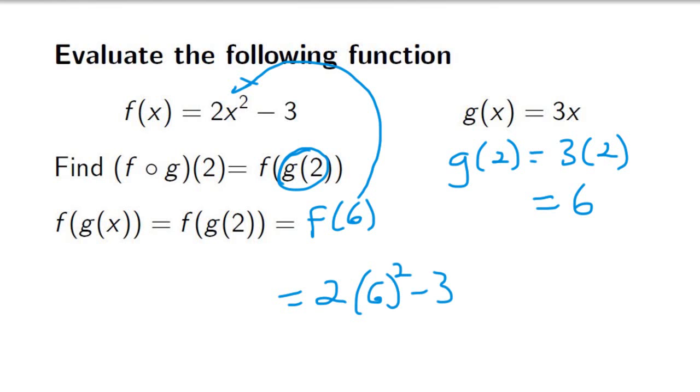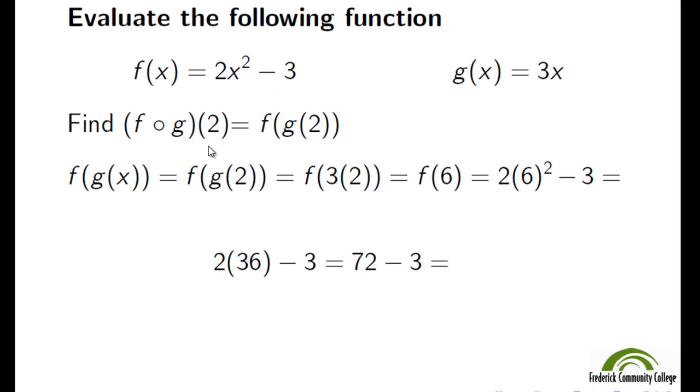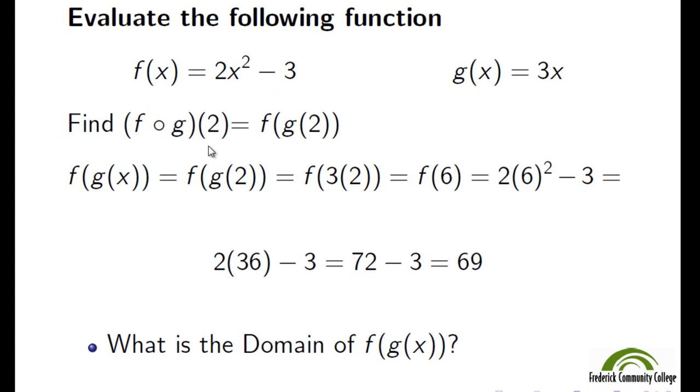So when you have a composition of functions, you always work from the inside out. Work from the inside out is what we're doing. So obviously, like I said, we first find the g of x value, which takes on the value of 6, and then I input that 6 into the f function, which obviously gives me 72 minus 3, or 69.